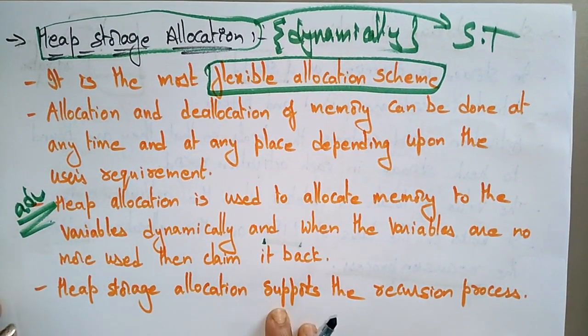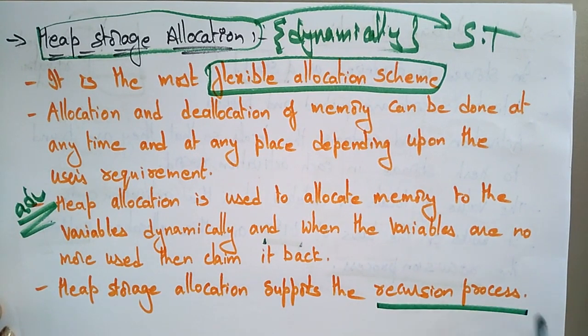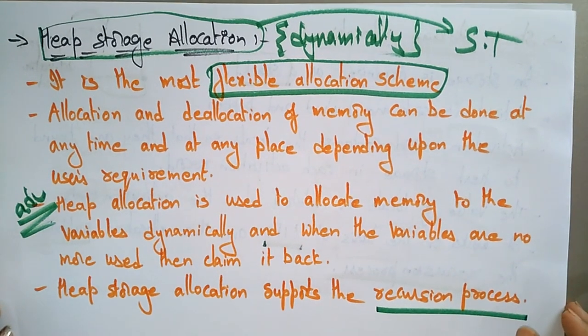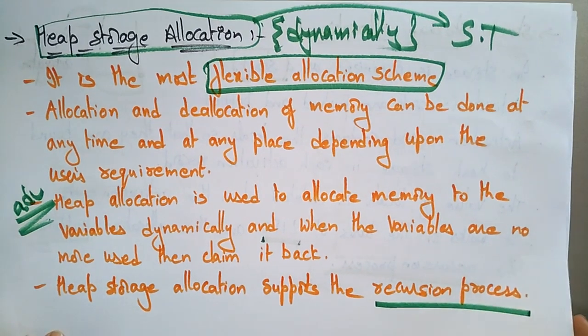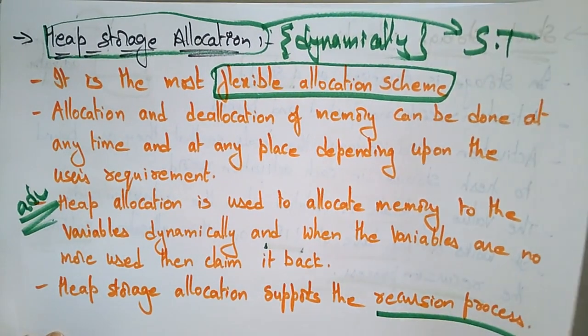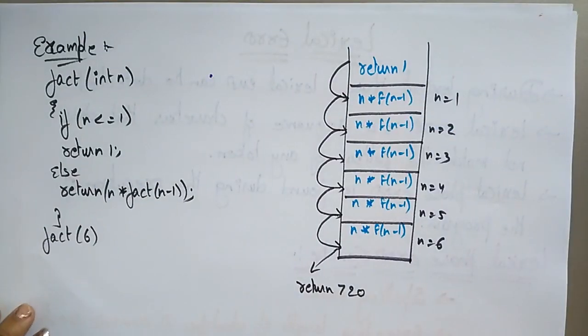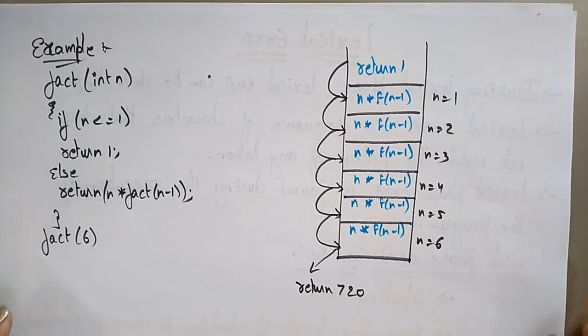The heap storage allocation supports the recursion process. So the stack as well as the heap storage allocation supports the recursion process, whereas static storage allocation does not support it. Now let's see a simple example of how this data will be organized in the symbol table.